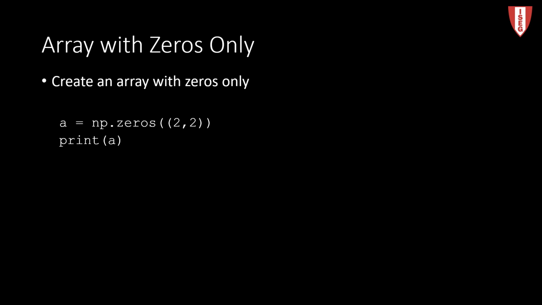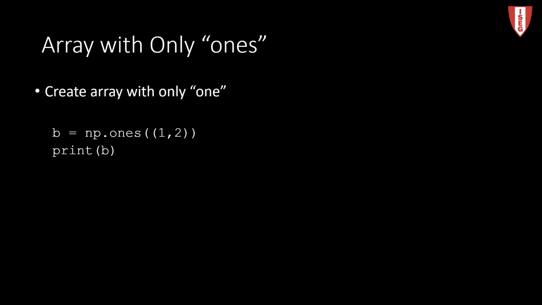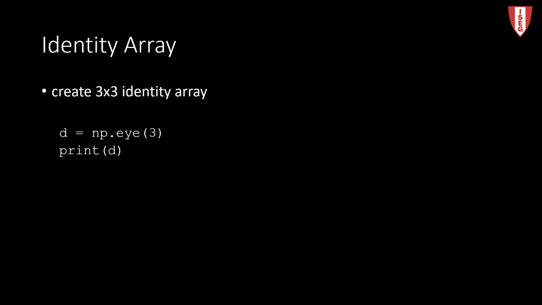It is possible to create a matrix with zeros easily. In this example, I create an array with zeros only, having 2 columns and 2 rows. It is also easy to create an array with only ones. In this example, I created an identity matrix. This is a square matrix with ones on the main diagonal and zeros elsewhere.